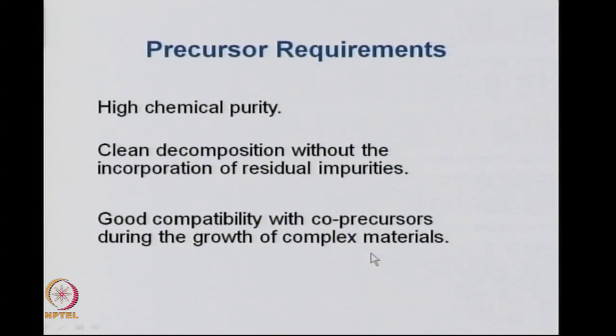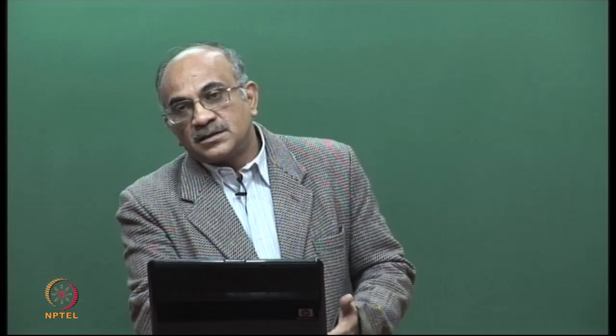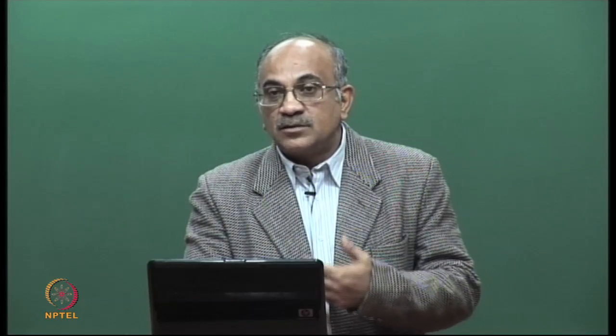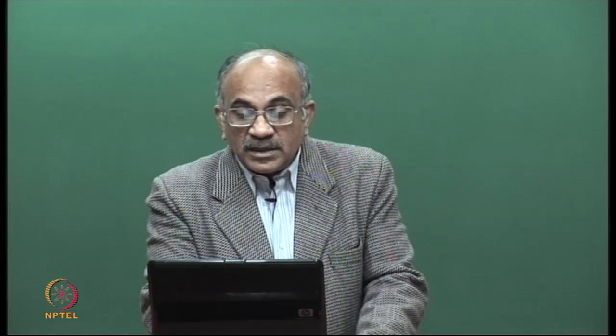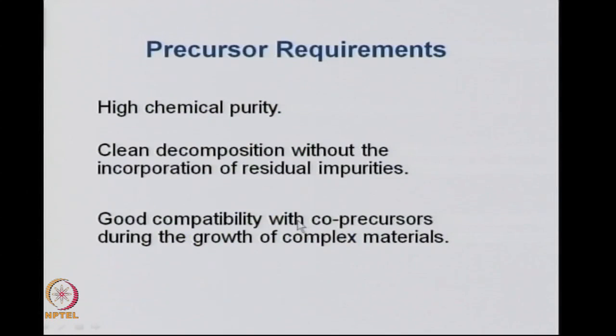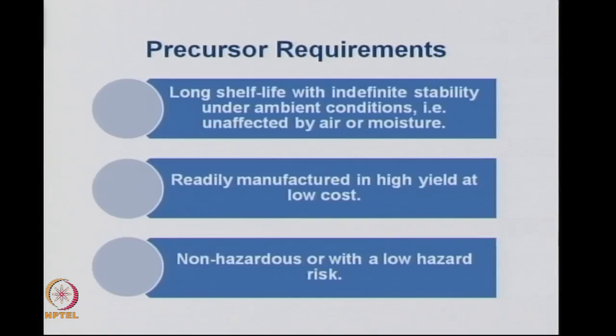So, materials which have two metals or three metals, or two metals and oxygen or carbon, where carbon dioxide has to be injected to make a carbide, or nitrogen for a nitride. So these co-precursors should be compatible among themselves. This is an important point. Of course, I mentioned high chemical purity and also clean decomposition. There should be no other impurities which solidify on the surface of the substrate.